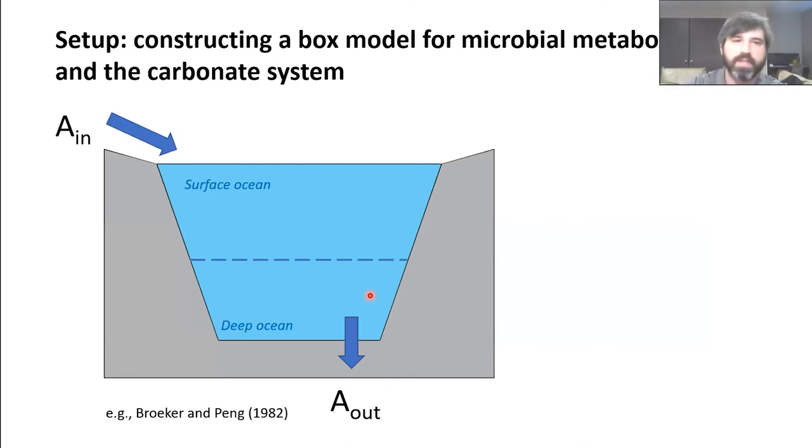So let's move to the setup of this box model. What I'm going to do is modify some pre-existing box models that are usually used for modern chemical oceanography research. The first thing these models have to have is a steady state. What I mean by that is that the inputs and outputs are balanced.